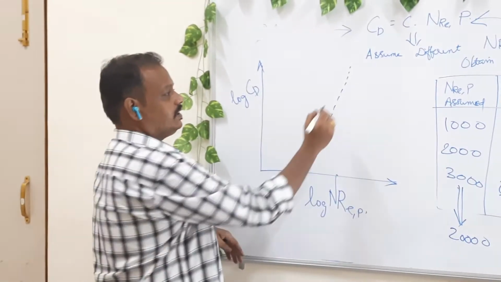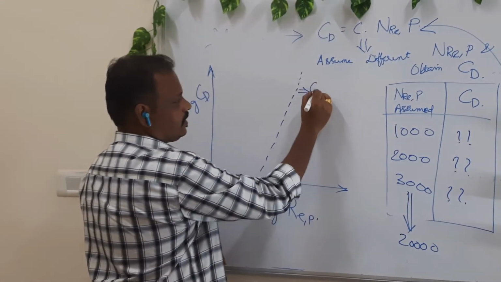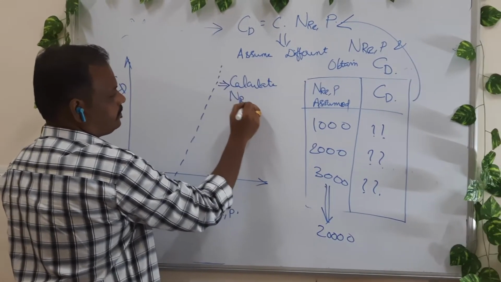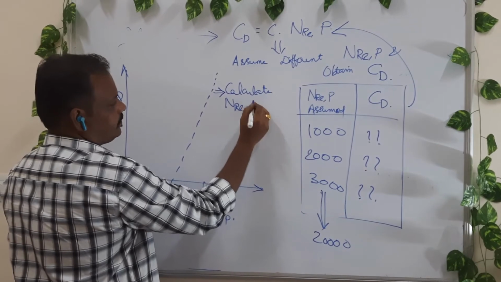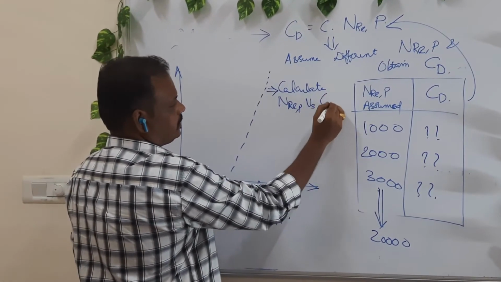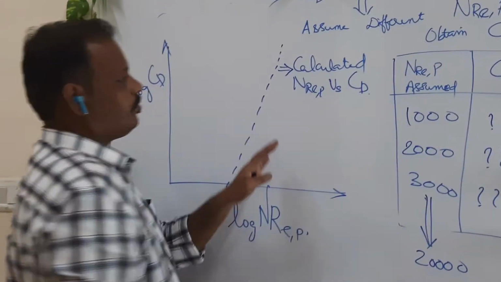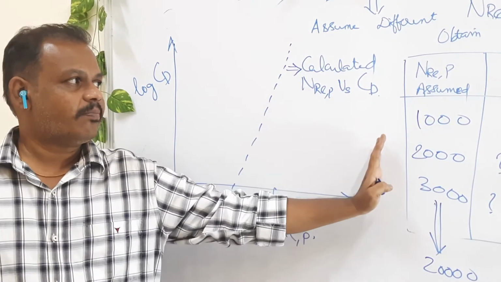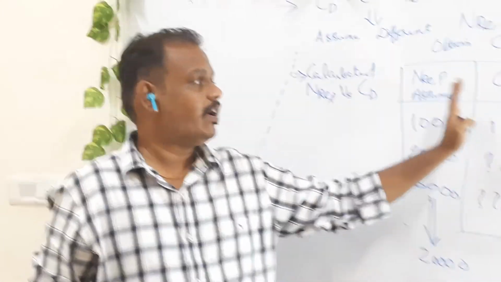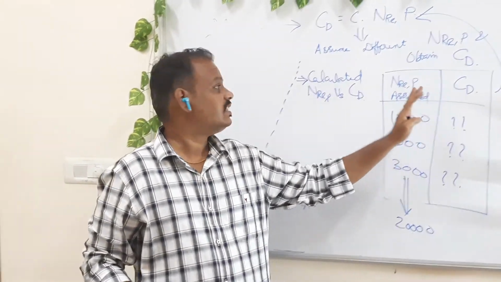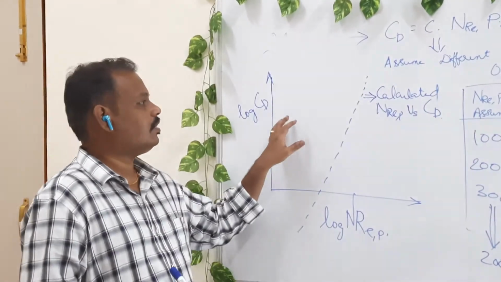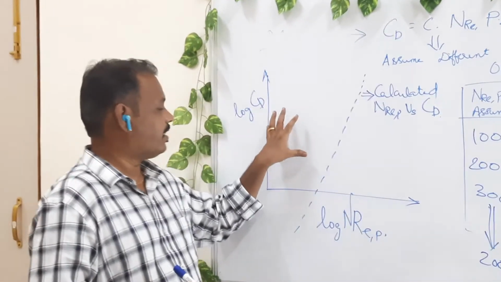Then this is from the calculated NRE versus CD. So whatever plot you are obtaining is from the assumed NRE and the corresponding CD. You have to take the log of both and plot it. Again, you have to plot one more data set in the same graph.